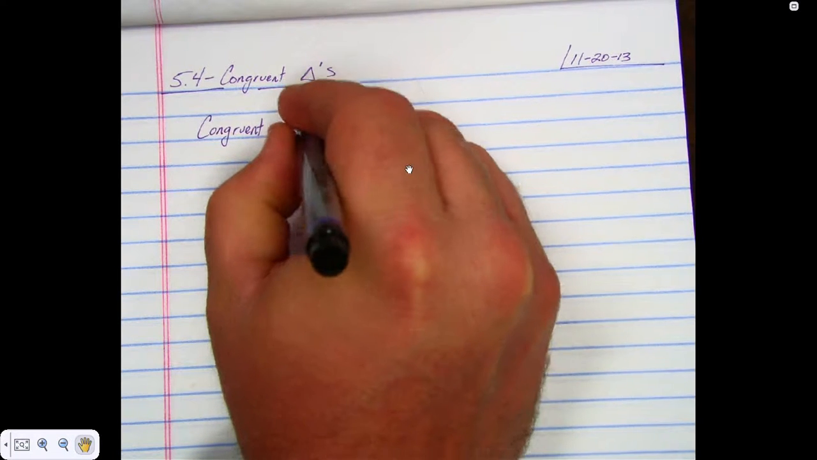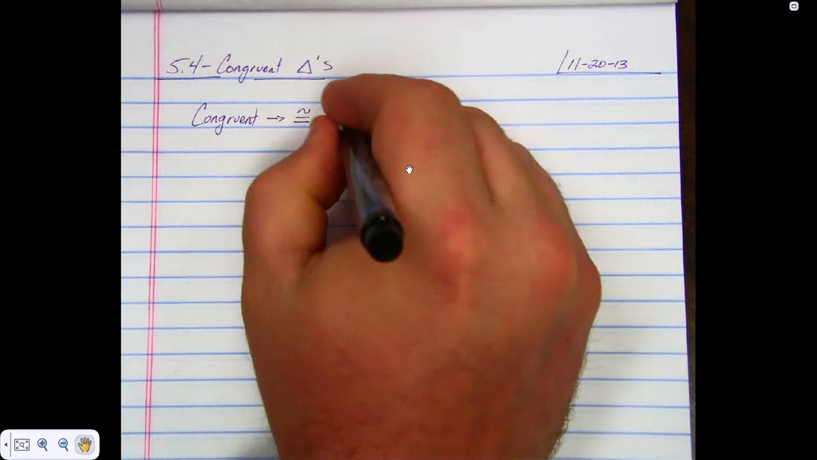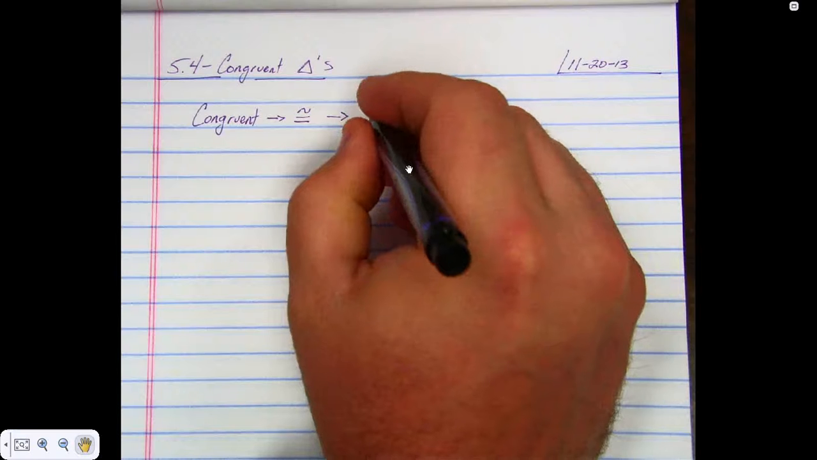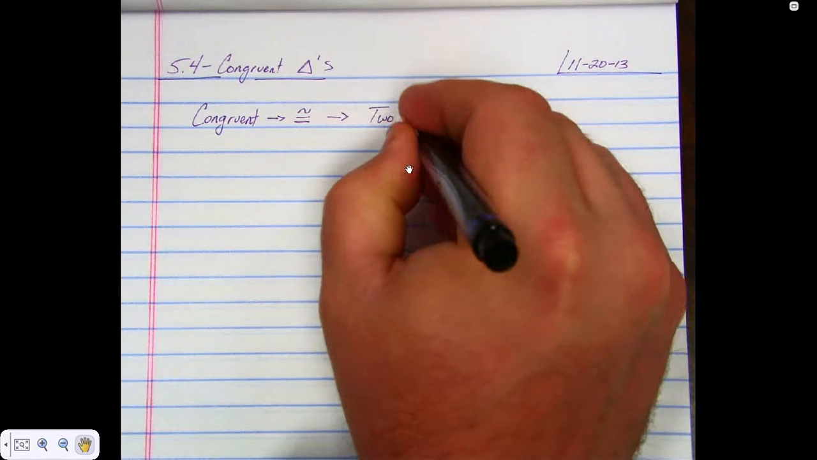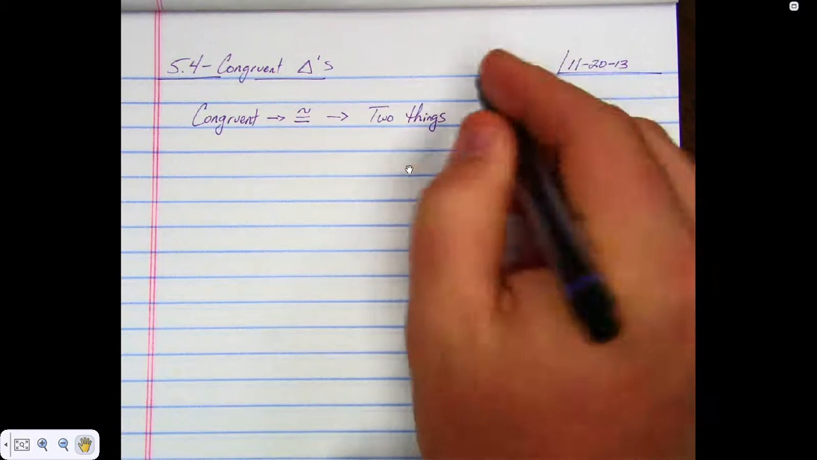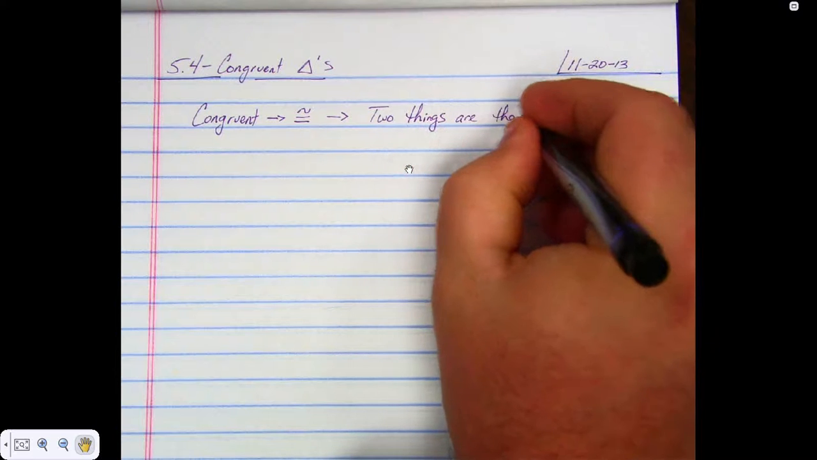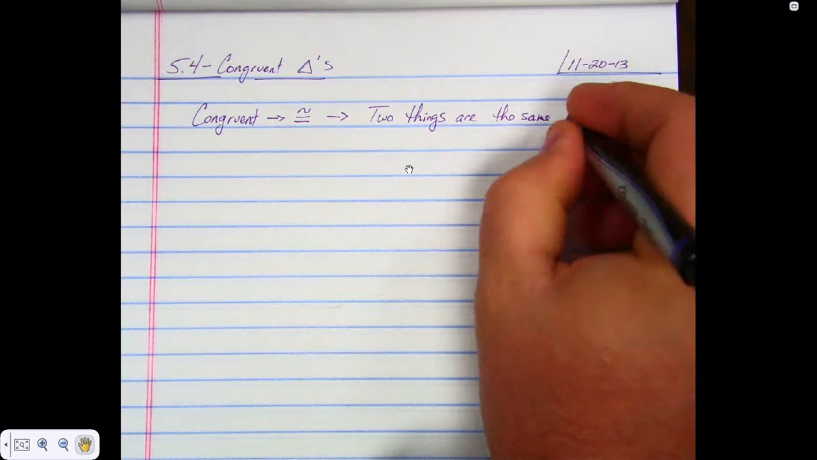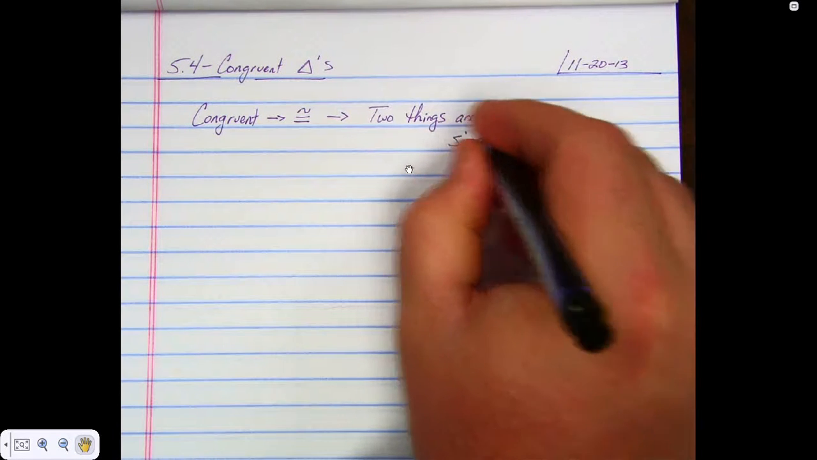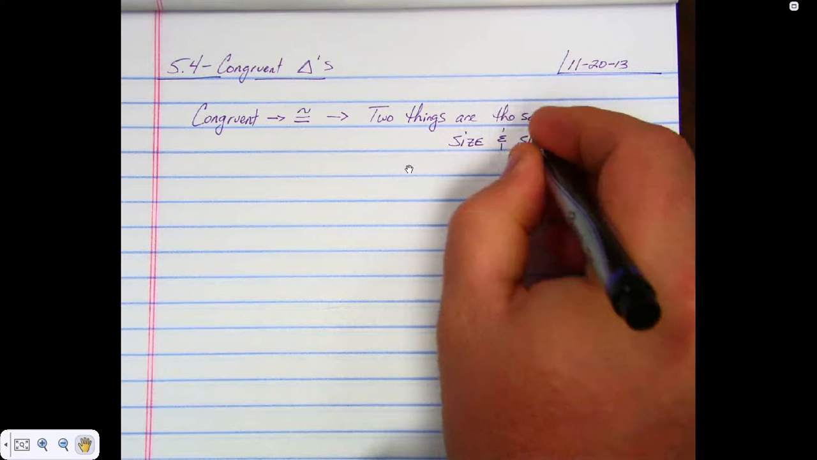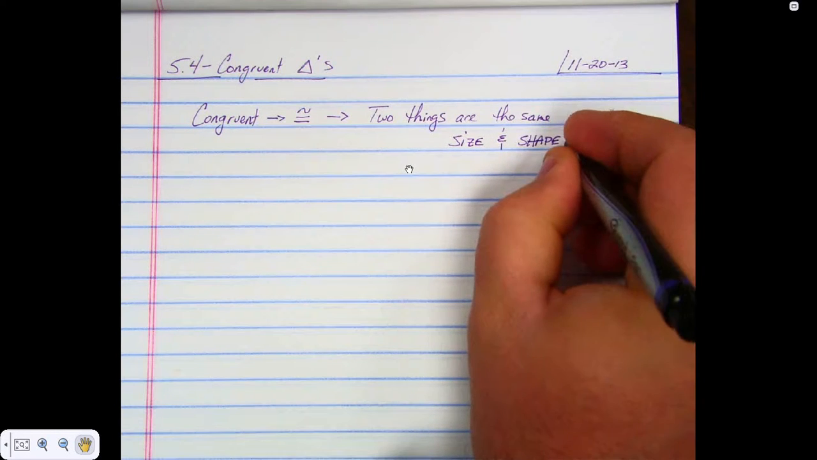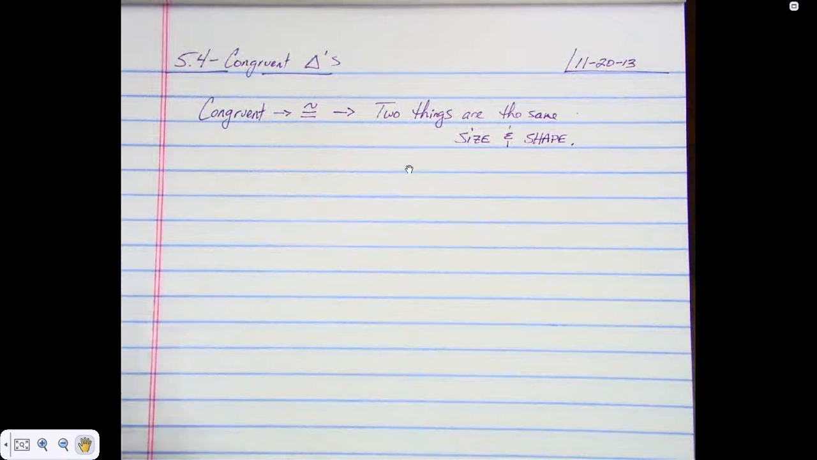Let's focus again on the word congruent. What is our sign for congruent? It's an equal sign with a half of an approximately sign up above it, I'd say. Okay? To be congruent, it basically says that two things are the same size and shape. And those are the two words that I want to focus on, size and shape.